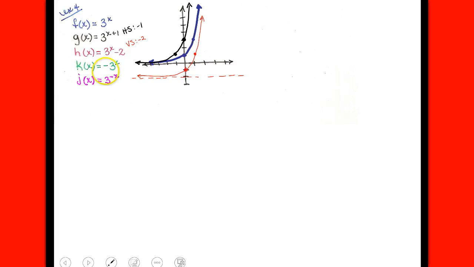All right, for k of x, what happens when we put a negative out in front of the whole function? What does that cause? Reflection, right? Reflection in what? Reflection in x, right? Negative out in front of the entire function is a reflection in the x-axis. So again, I'm going to take that original graph that we had, and I'm just going to reflect it in the x-axis. So I had an intercept at +1, now that intercept is at -1. I had a point up here at (1, 3), now I have a point at (1, -3). And my asymptote is still the same, so I have everything I need to sketch that graph.